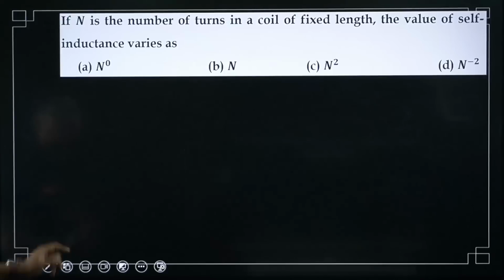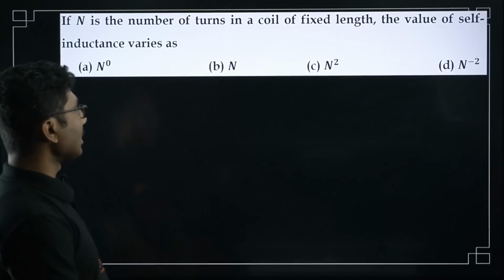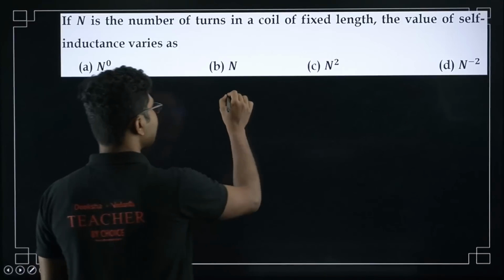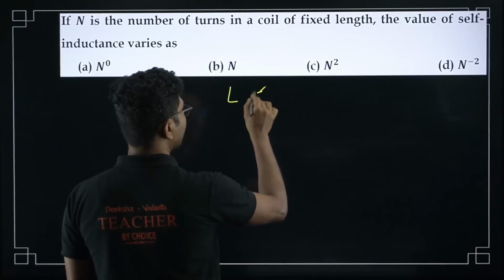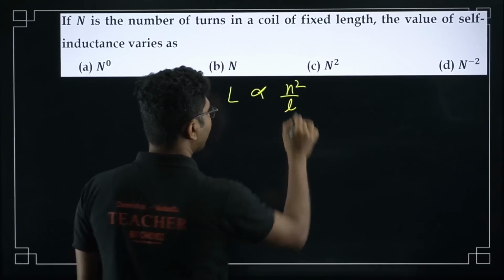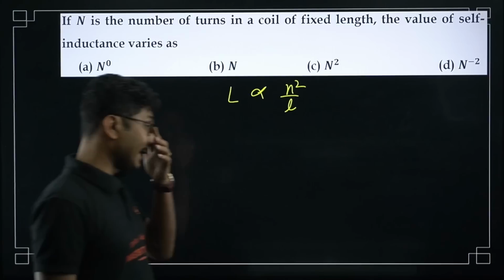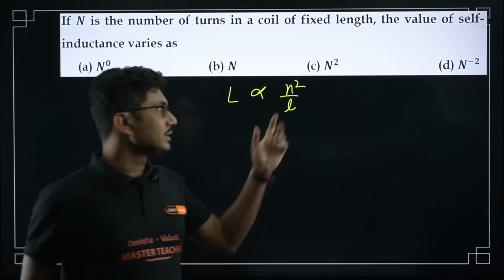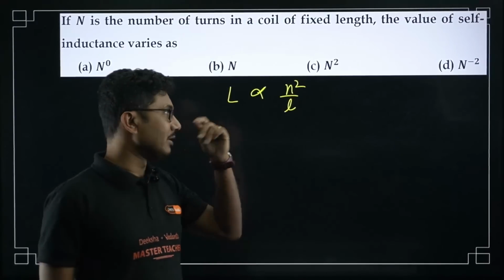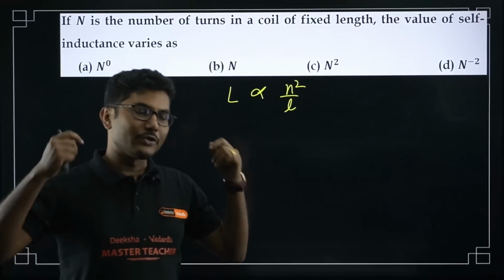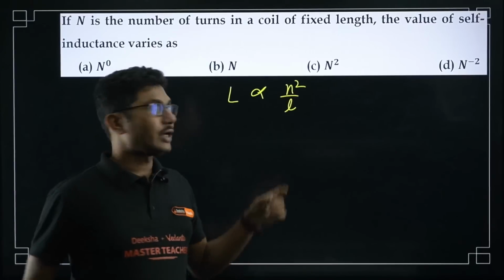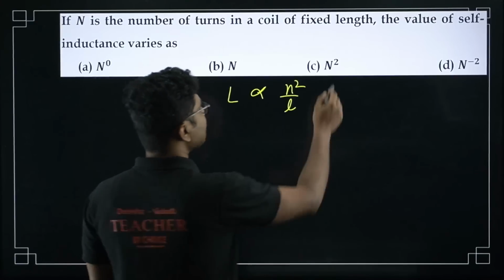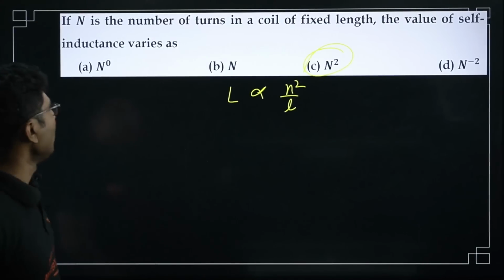Next question. If N is the number of turns in a coil of fixed length, the value of self-inductance varies as. So self-inductance is basically proportional to N square by L. Okay, so normally it is proportional to the number of turns, but if you fix the length, and you change N, then the corresponding relation becomes N square by L. I have done this in one of the lectures in the past, if you have watched that. So it is directly proportional to N square.